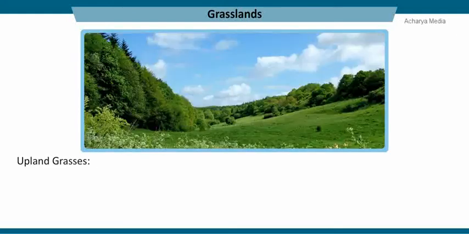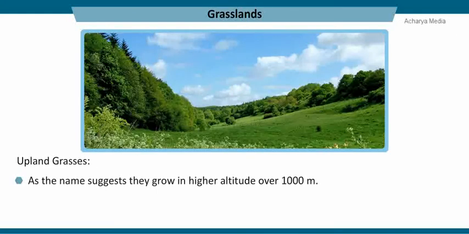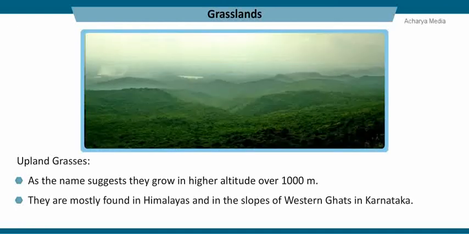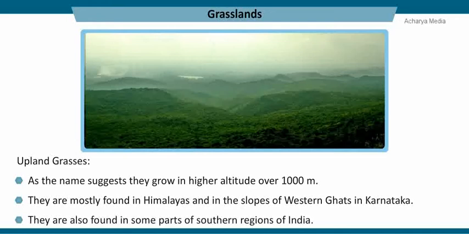Upland grasses. As the name suggests, they grow in higher altitudes over 1,000 meters. They are mostly found in the Himalayas and on the slopes of the Western Ghats in Karnataka. They are also found in some parts of the southern regions of India.